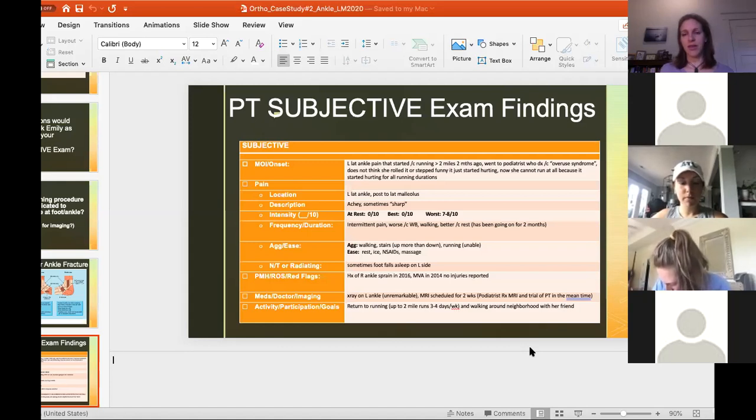It's kind of behind the malleolus. To the best of her knowledge, it's achy. Sometimes it's sharp, and it kind of fluctuates. So it does go away sometimes, but at its worst, it gets up to a 7 out of 8. Kind of intermittent. Walking kind of bugs her. It's worse with weight bearing. It's worse with going upstairs.